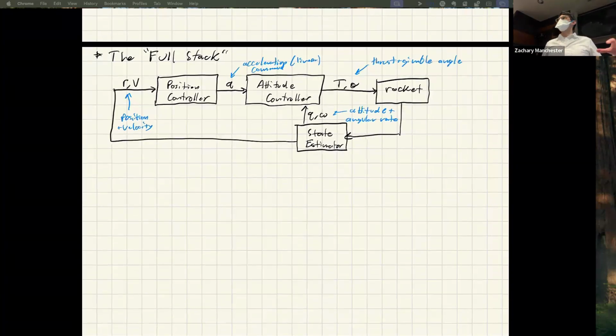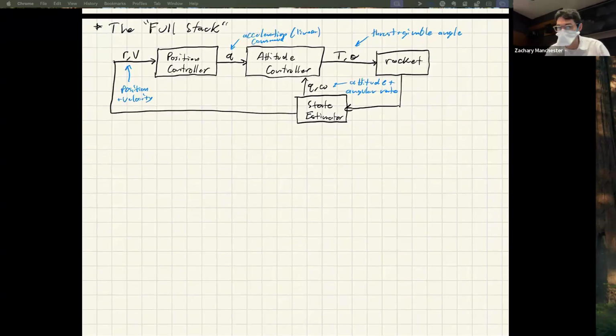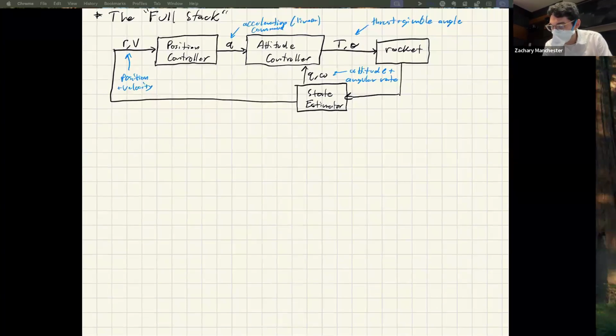Okay, questions about this? This is the overall setup. And again, this hierarchical position and attitude controller getting decoupled like this is standard in a lot of different applications, in particular drones. If you've ever done any of that stuff, you'll see this similar idea. And then just a quick word about what the state estimation looks like here.